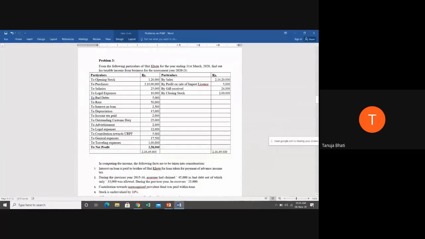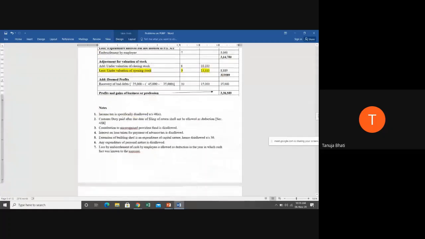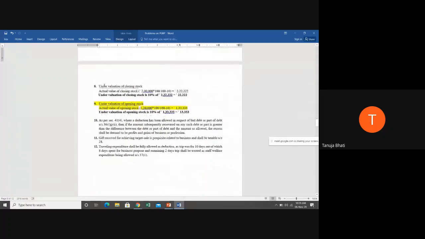Similarly, we will solve also by opening stock. We'll complete the stock portion. So opening stock also is undervalued by 10%. So how do we do the working of it? Actual value of closing stock. How do we calculate the actual value?